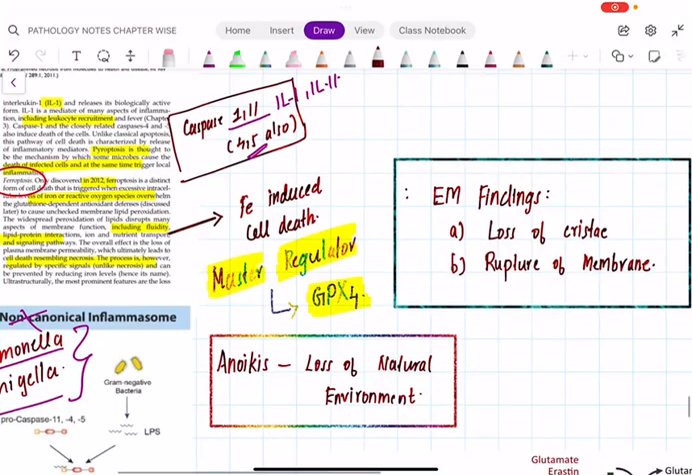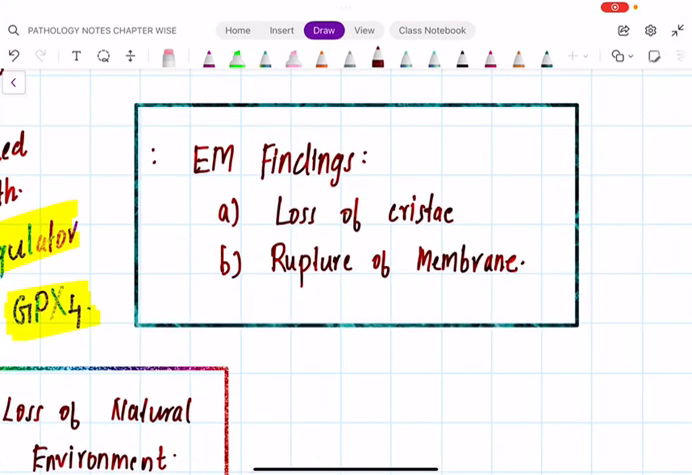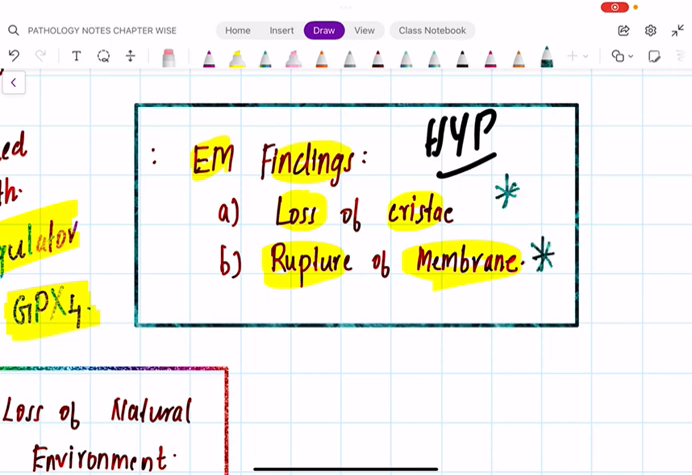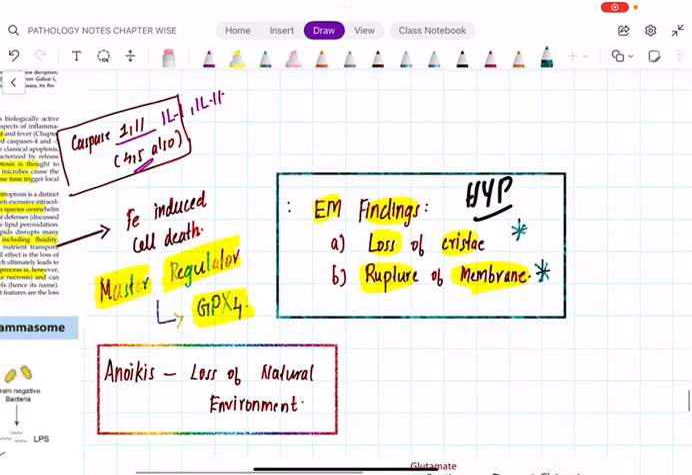Here you have to remember 2 points. What are the specific electron microscopic findings? Number 1 is loss of cristae, and number 2 is rupture of the membrane. These two are the characteristic electron microscopic findings. It's not mentioned in Robbins. These are high-yield points, and potential PG MCQ questions in the future.